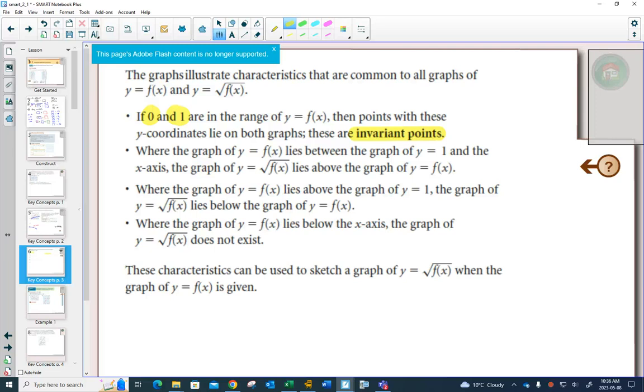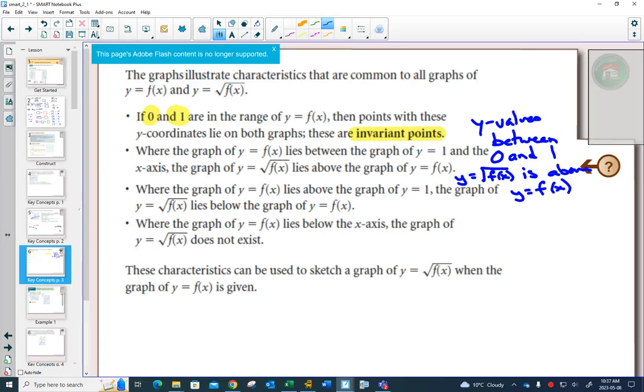Okay? The second one, we can write between 0 and 1, y equals the square root of f of x is above the graph of y equals f of x. That's what the second bullet is saying. If your y values, I guess maybe we should put that in there, y values between 0 and 1, then your graph of the square root, the square rooting between 0 and 1 always gives you a bigger number.